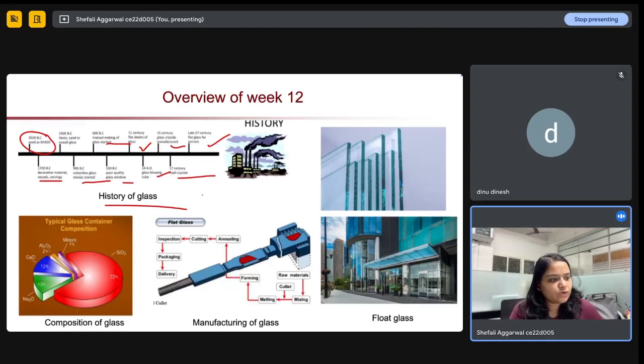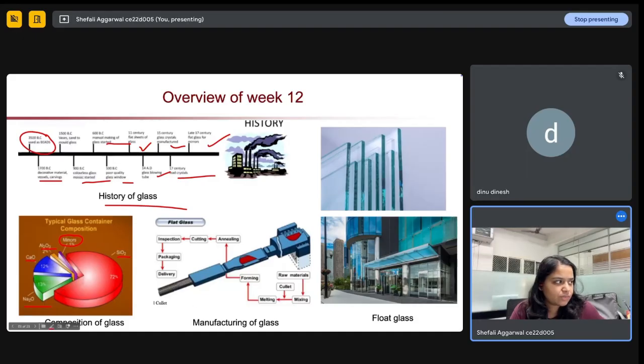The composition of glass is mainly three elements: soda, lime, and silica. About 72% of our glass contains silica, and after that we have aluminum oxide, calcium oxide, and sodium oxide, and some minor impurities are there in the glass composition.